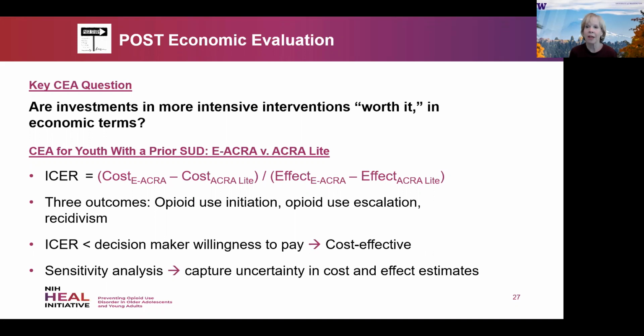We'll actually calculate 3 ICERs because we have 3 primary outcomes, and we'll compare them to willingness to pay estimates. And if our ICERs are lower than those willingness to pay values, we'll have an indication that EACRA is a good investment. It's cost effective in relation to ACRA Light. And we'll do some sensitivity analyses because of uncertainty in these estimates too. Next slide, please.